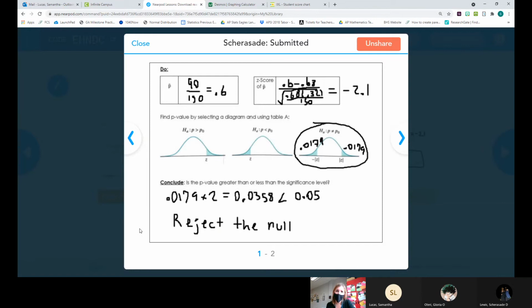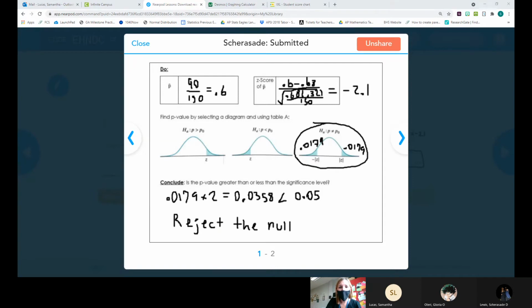You knew this was two-sided, so once you found the area to the left of negative 2.1, that same number, 0.0179, is the same for both sides, so you just multiplied by 2, and you got 0.0358. If it were one-sided, we would just use the one area and not multiply it by 2. Said wrote, reject the null for our conclusion, which is absolutely true. If your p-value is small, the null must fall. So you're going to reject the null because your p-value is small.